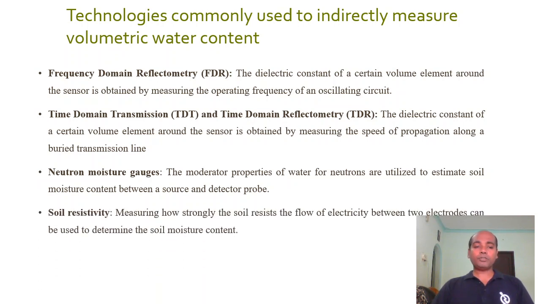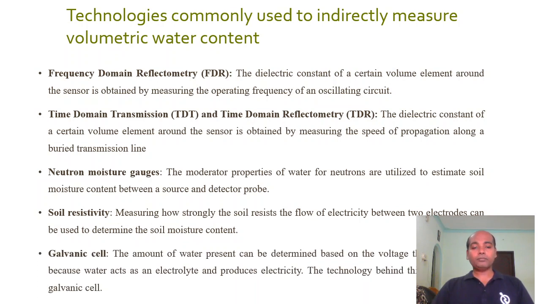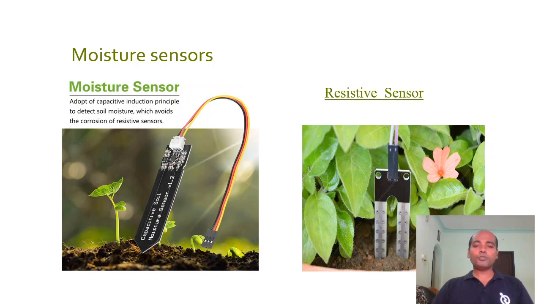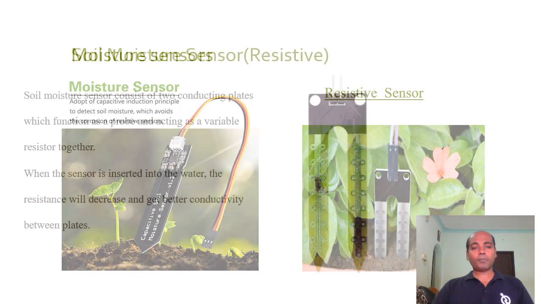The most commonly used method is soil resistivity. Measuring how strongly the soil resists the flow of electricity between two electrodes can be used to determine the soil moisture content. Galvanic cell: the amount of water present can be determined based on the voltage the soil produces, because water acts as an electrolyte and produces electricity. The technology behind this concept is called a galvanic cell. These are two commonly used moisture sensors: one is the capacitive type and the other is the resistive type.